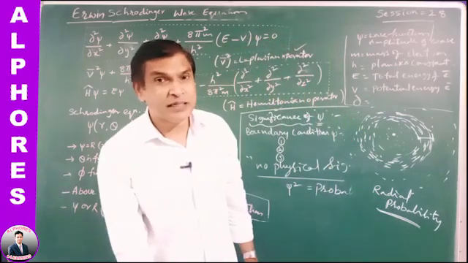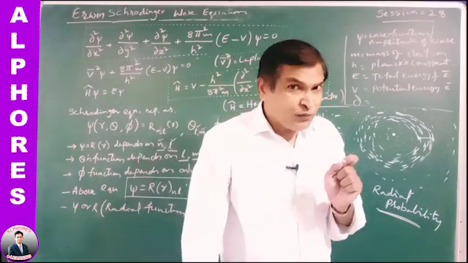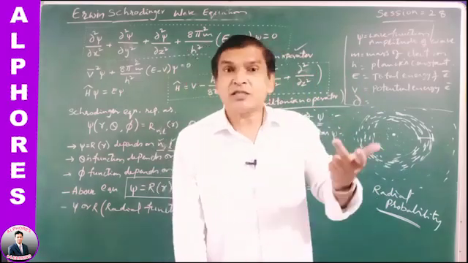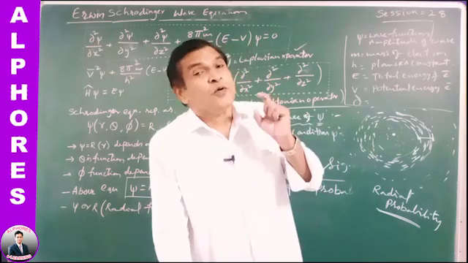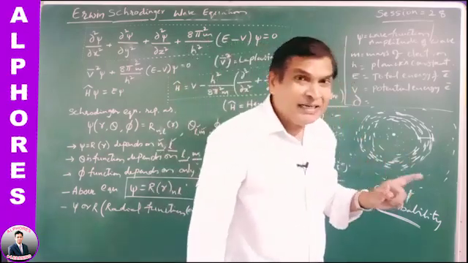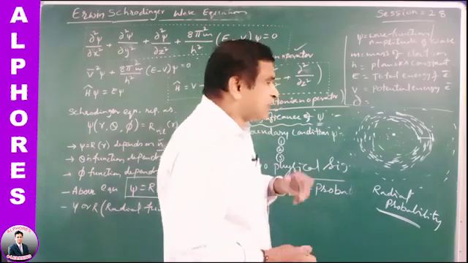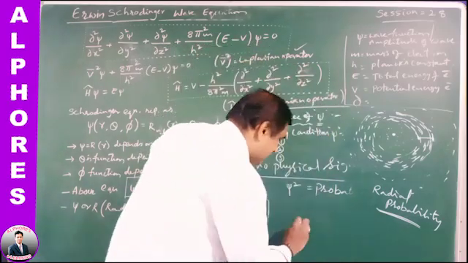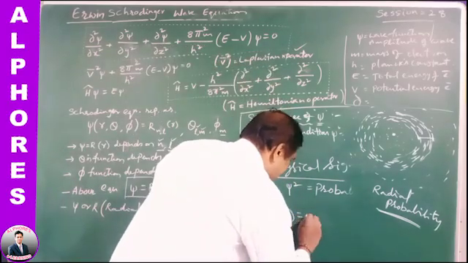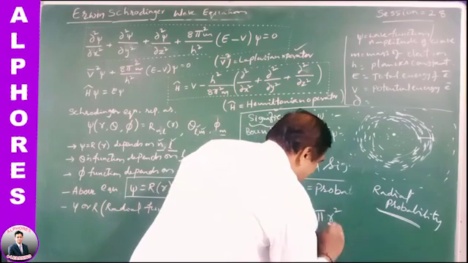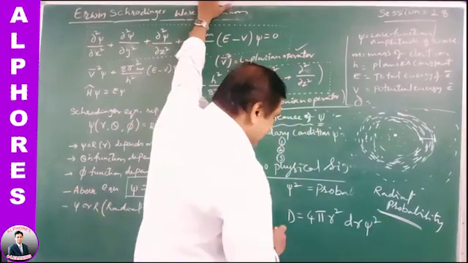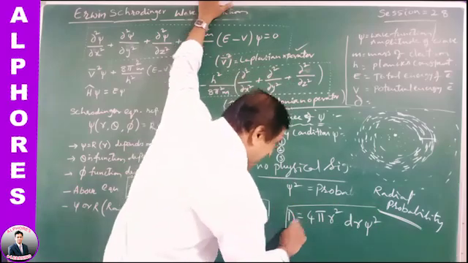What is the radial probability? The definition is the infinitesimal volume, the infinitesimal space around the nucleus where the probability of finding an electron is maximum. This radial probability is also called the D function. It is mathematically represented as 4 pi r square dr psi square.